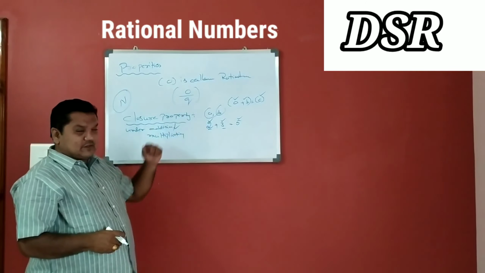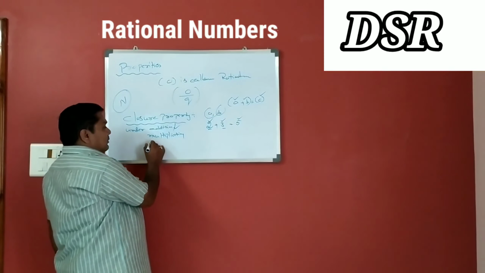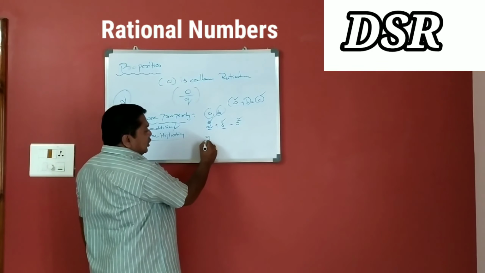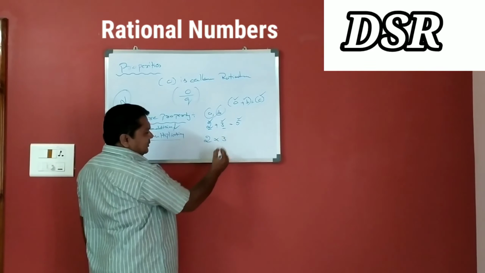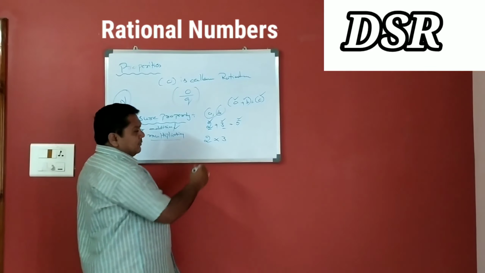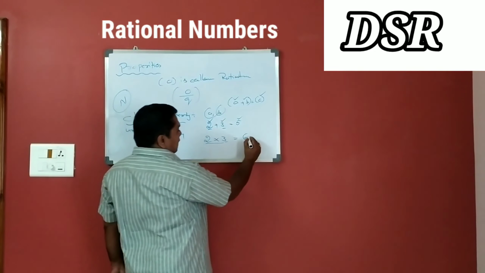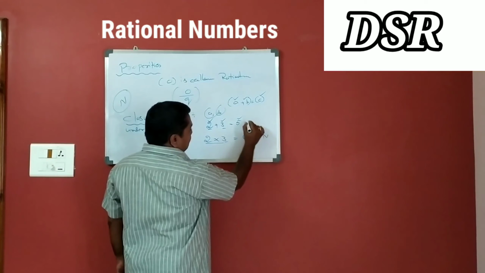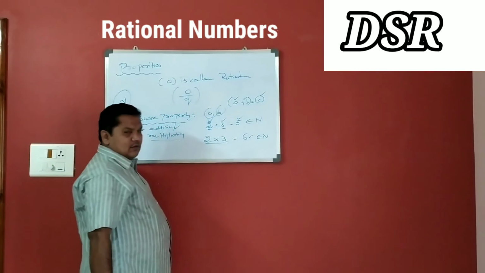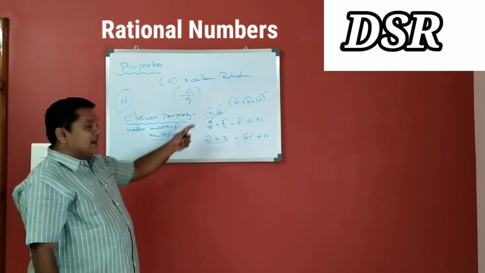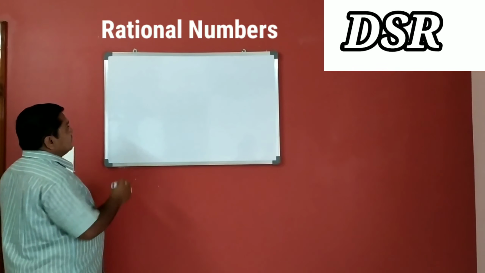That was the addition property. Now we can discuss the multiplication property. What is the multiplication property? 2 is a natural number, 3 is a natural number, and their multiplication is 6. 6 is also a natural number. 6 belongs to N, 5 belongs to N. So the addition property and multiplication property are satisfied in the natural numbers.